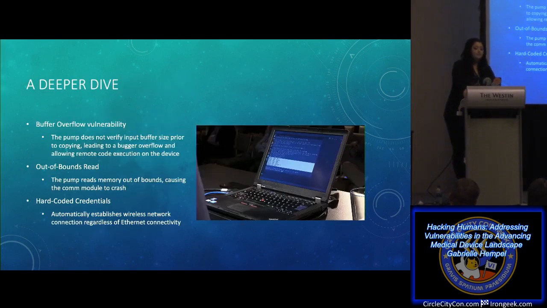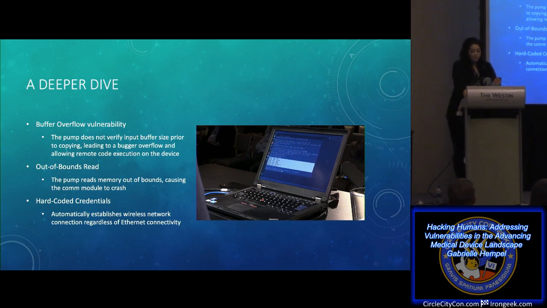So, a bit of a deeper dive into some of the vulnerabilities. A third-party component in the pump did not verify the input buffer size prior to copying, which led to buffer overflow and allowed remote code execution on the targeted device. While a difficult exploitation, it was potentially extremely malicious. A third-party component used in the pump read the memory out of bounds, which caused the communication module to crash.